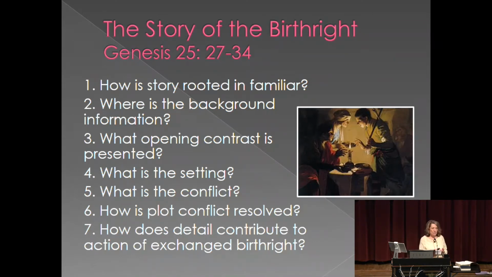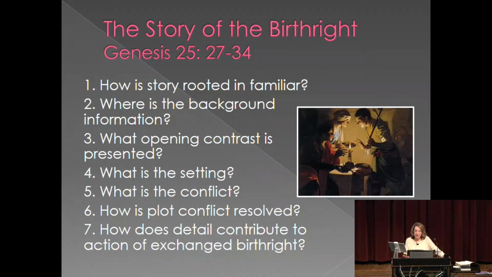Where is the background information provided for the story? What's the setup? Yes, verse 28 is what Gus just said. Yes. So verses 1 and 2 actually give us the background information.